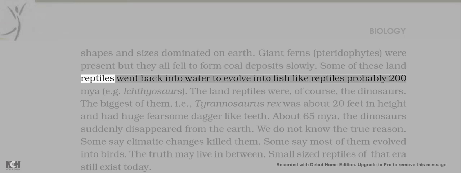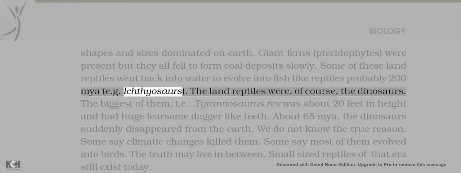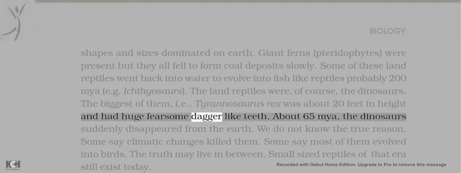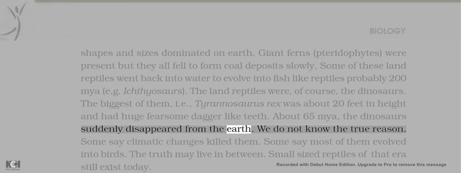Some of these land reptiles went back into water to evolve into fish-like reptiles, probably 200 mya, e.g., ichthyosaurs. The land reptiles were, of course, the dinosaurs. The biggest of them, i.e., Tyrannosaurus rex, was about 20 feet in height and had huge fearsome dagger-like teeth. About 65 mya, the dinosaurs suddenly disappeared from the Earth.